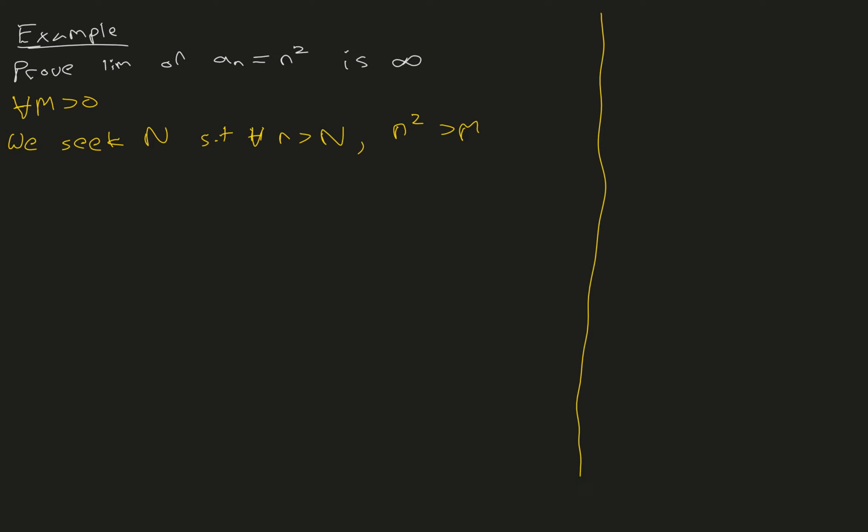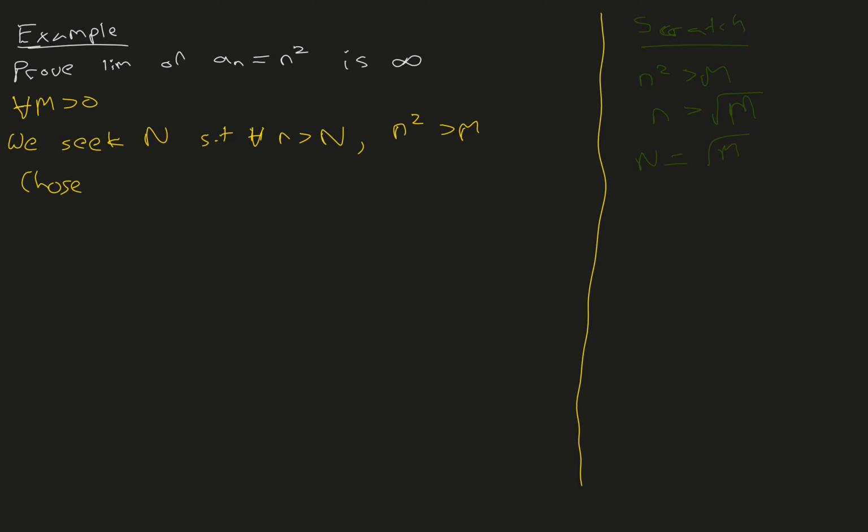So let's do our scratch work first. Let's do that in a different color. Scratch. So we need to show n squared is greater than M. As always, we'll try and make n the subject. We get n is greater than root M. So we're going to say choose N equals root of M. Let's see if that works.